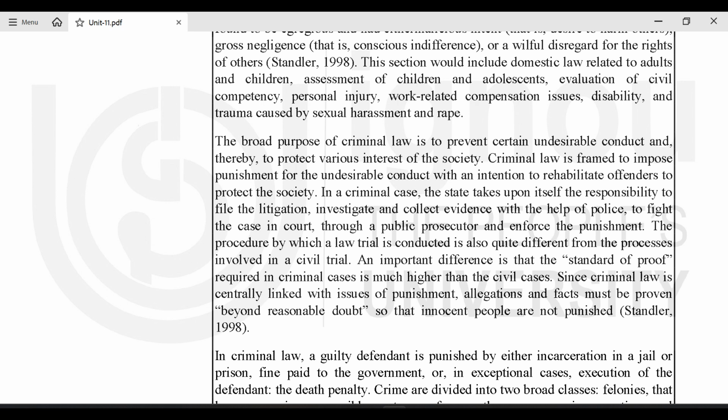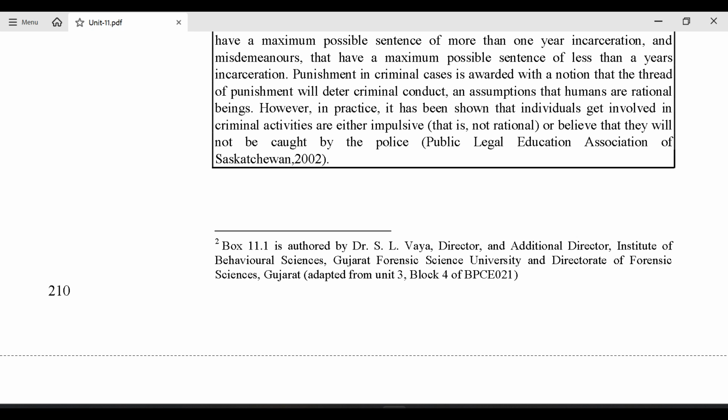Crimes are divided into two broad classes: felonies, that have a maximum possible sentence of more than 1 year of incarceration, and misdemeanors, that have a maximum possible sentence of less than a year's incarceration. Punishment in criminal cases is awarded with the notion that the threat of punishment will deter criminal conduct, and with assumptions that humans are rational beings. However, in practice, it has been shown that individuals who get involved in criminal activities are either impulsive, that is, not rational, or believe that they will not be caught by the police.